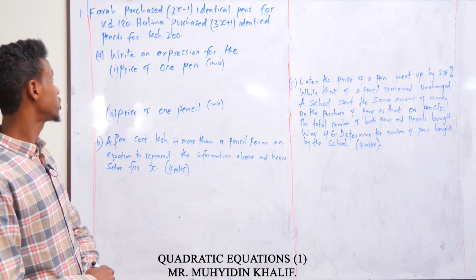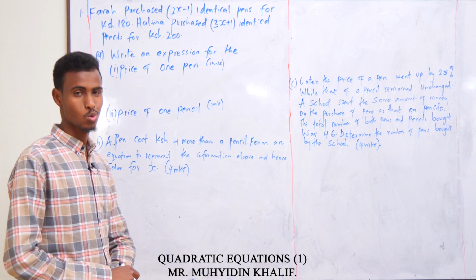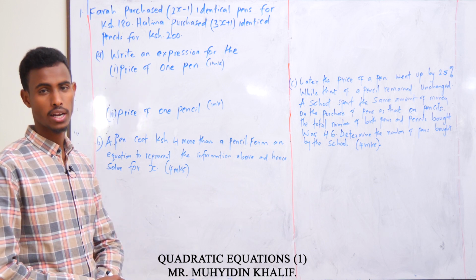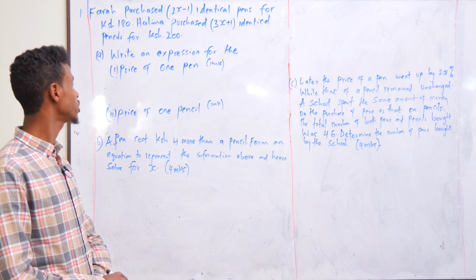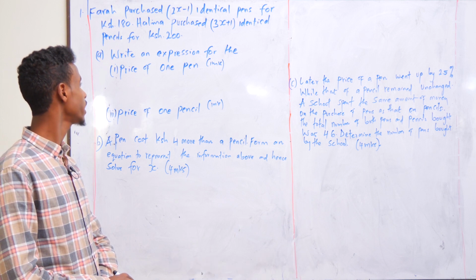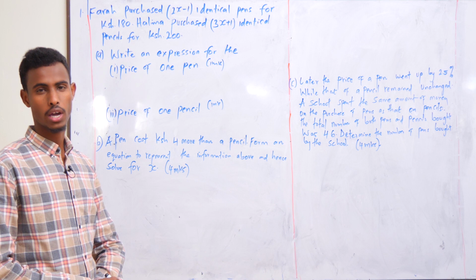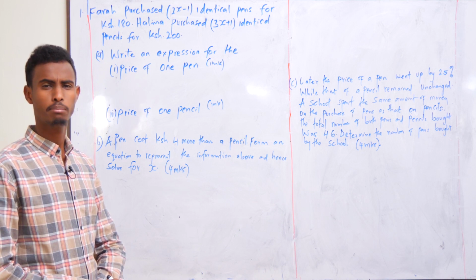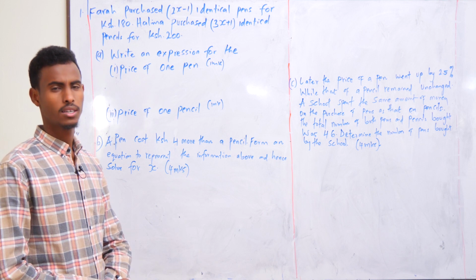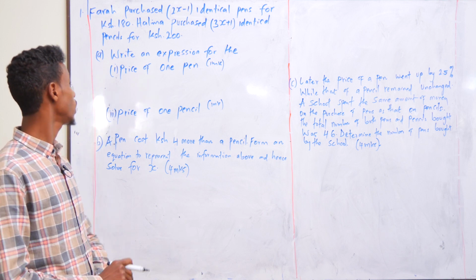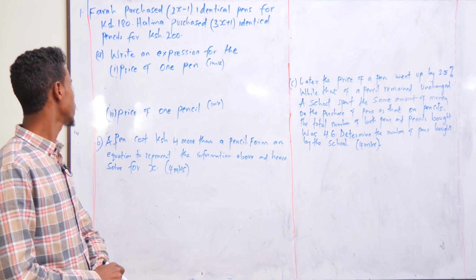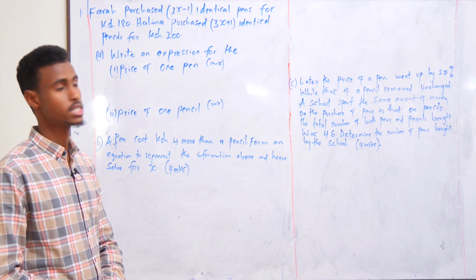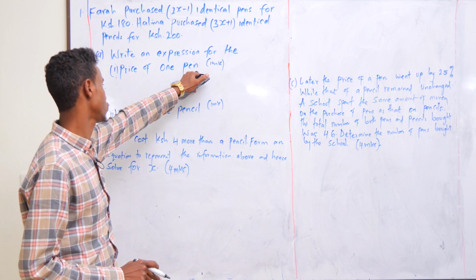Farah purchased 2x minus 1 identical pens for cash 180. Halima purchased 3x plus 1 identical pencils for cash 200. Both Farah and Halima purchased; Farah purchased pens while Halima purchased pencils. Now the first question: write an expression for the price of one pen.